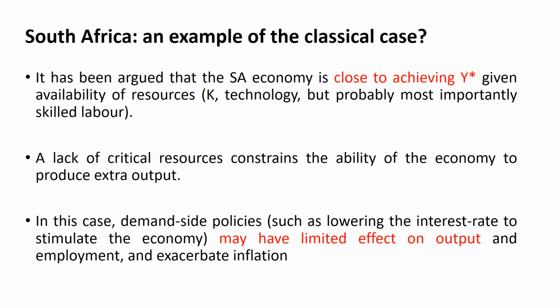So it has surprisingly been argued that South Africa could be an example of the classical case. Now you might be thinking to yourself, what do you mean, South Africa as an example of the classical case? South Africa has such widespread unemployment. How could we argue that South Africa is close to achieving its full employment level of production and output?